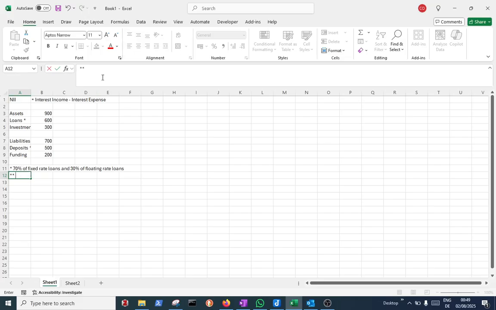And here we have the so-called deposit beta. Let's make it like this. Deposit beta, which is a coefficient showing us how actually sticky deposit rates are. Stickiness of deposit rates, and that will be equal to 0.4.